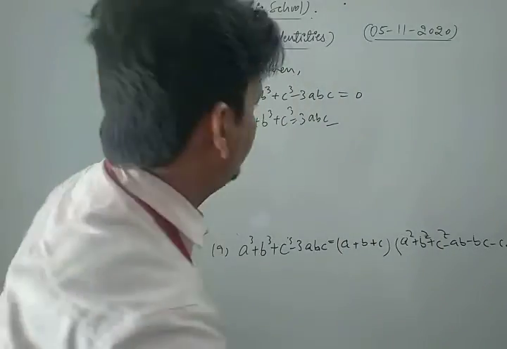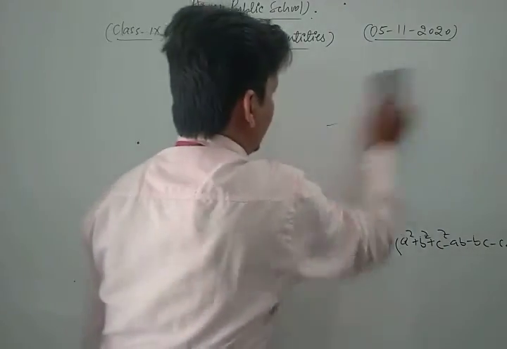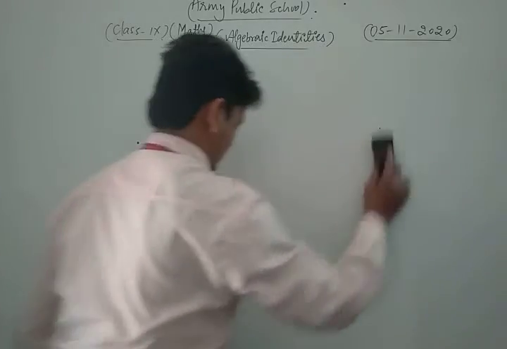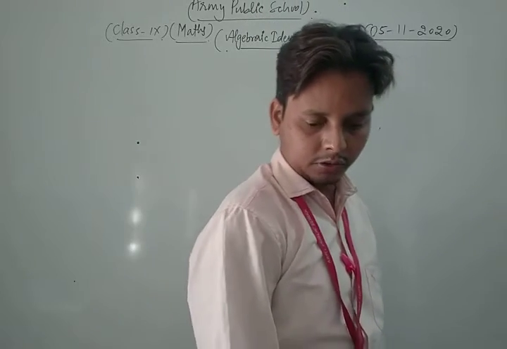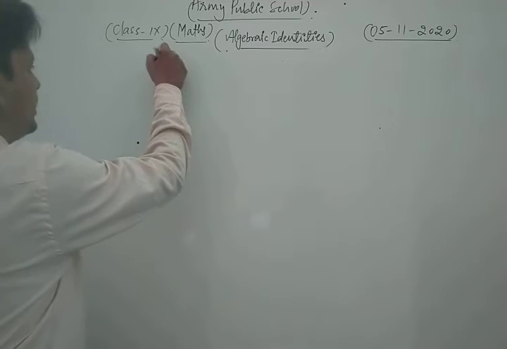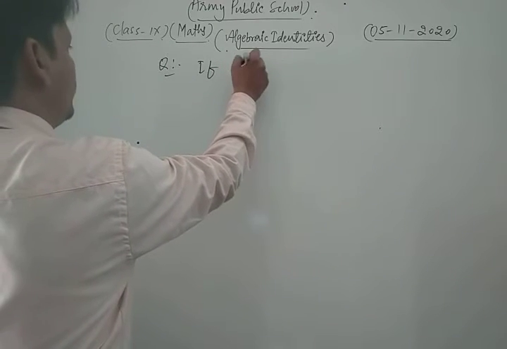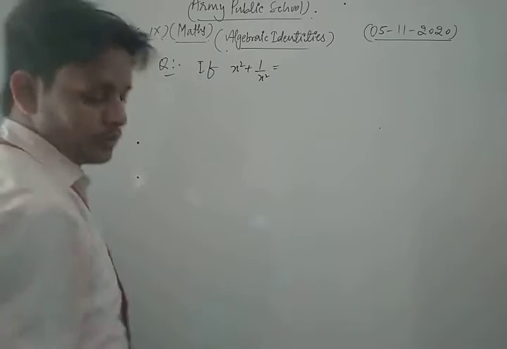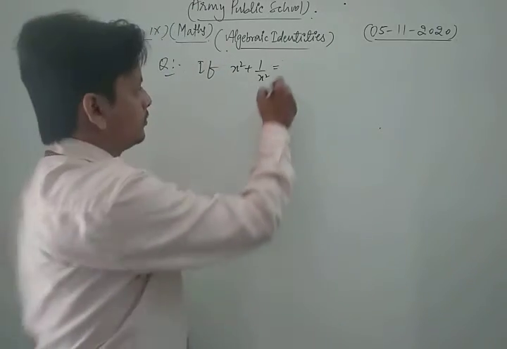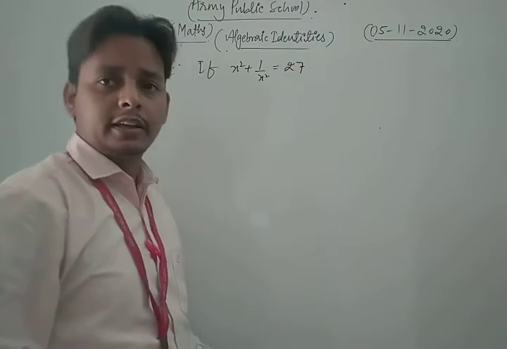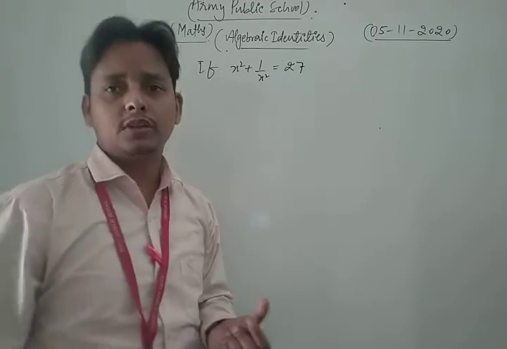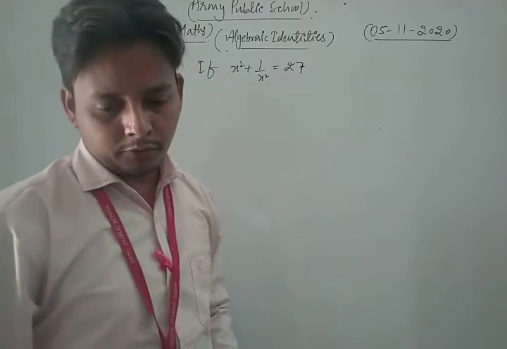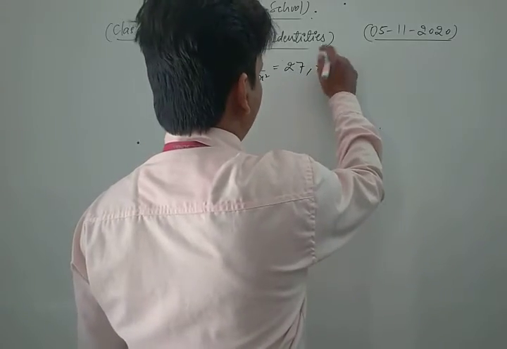Now, we take and solve some important questions based on algebraic identities. Let's see. Suppose we take a very important question. If the value of x² + 1/x² is equal to 27, okay, dear friends, find the values of each of the following.